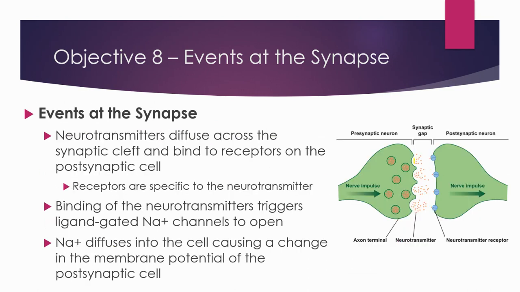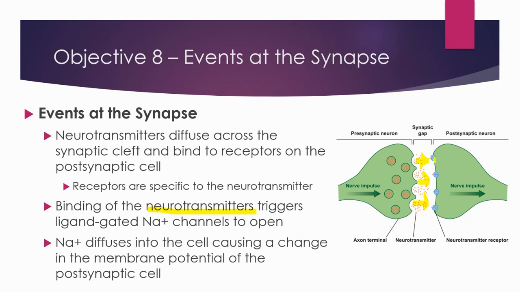Now once the neurotransmitters are released into the synaptic cleft, they're actually going to diffuse across to that postsynaptic cell. And they're just moving by basic diffusion from high to low. And over here on the postsynaptic cell, we have some ligand-gated ion channels. Remember that ligand-gated ion channels only open when a ligand or a chemical messenger binds. So in this case, we have our neurotransmitters. That's going to be our ligand, or our chemical messenger.